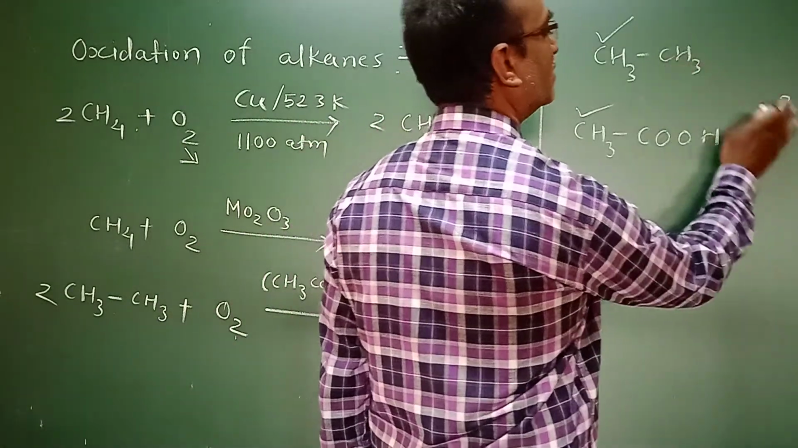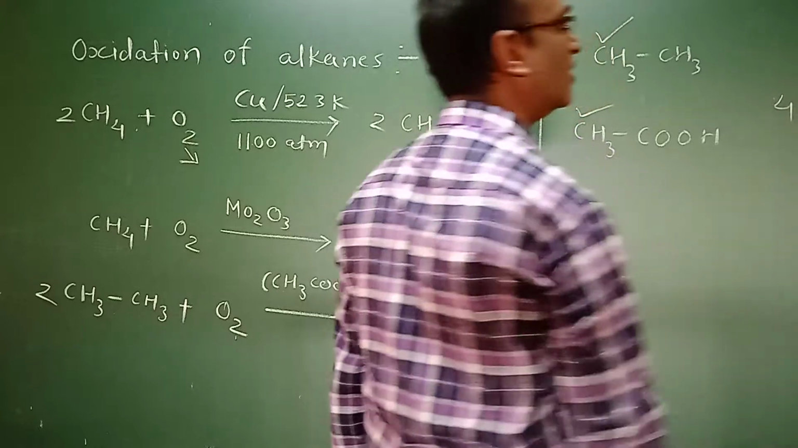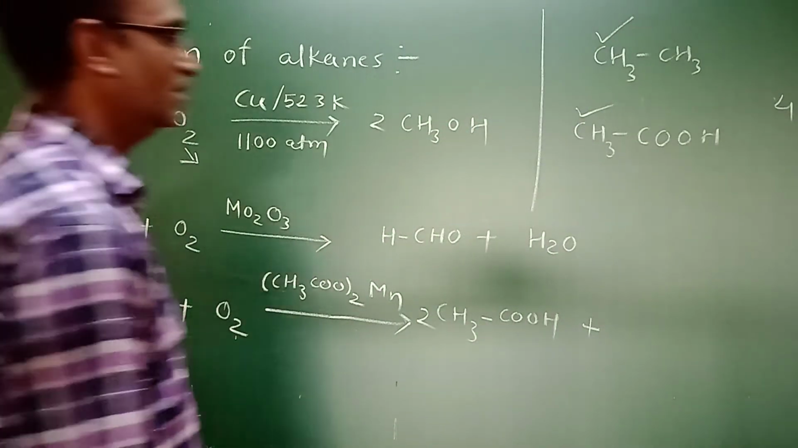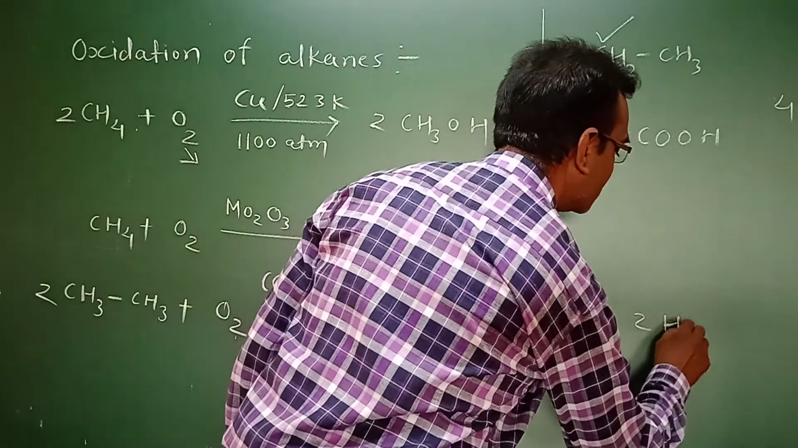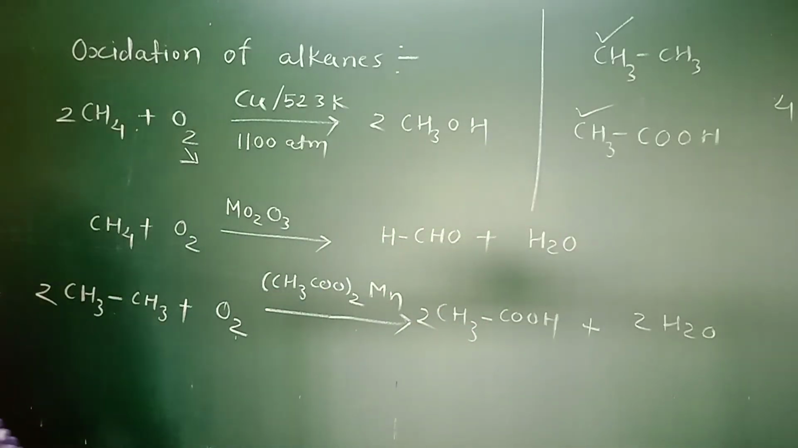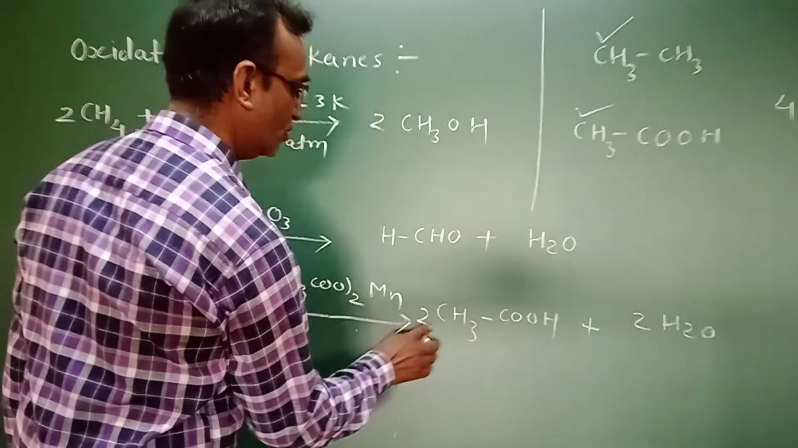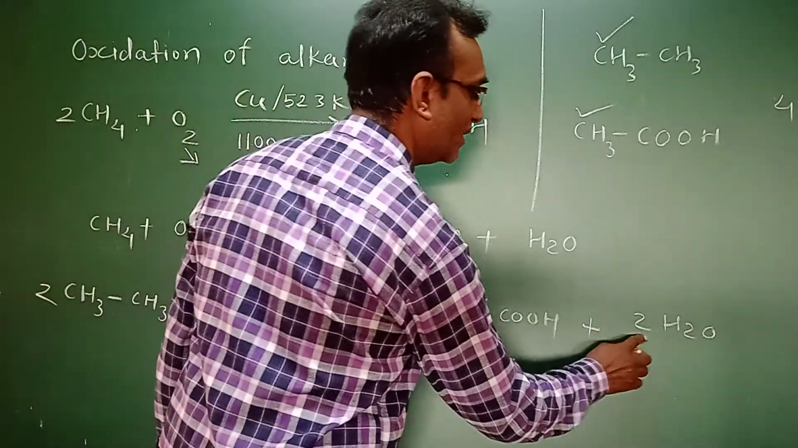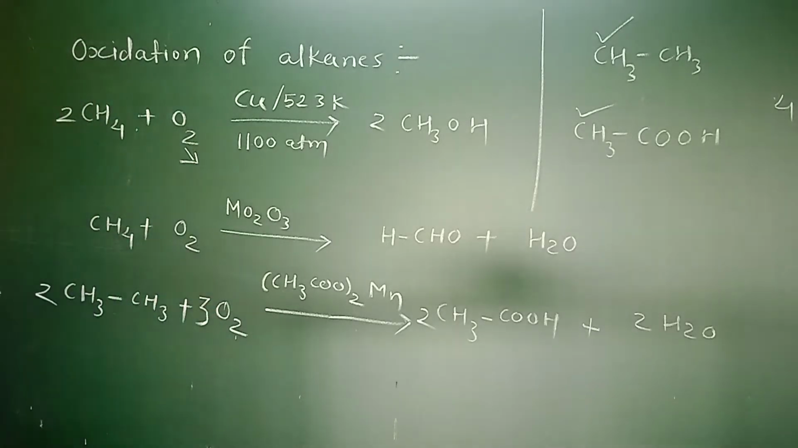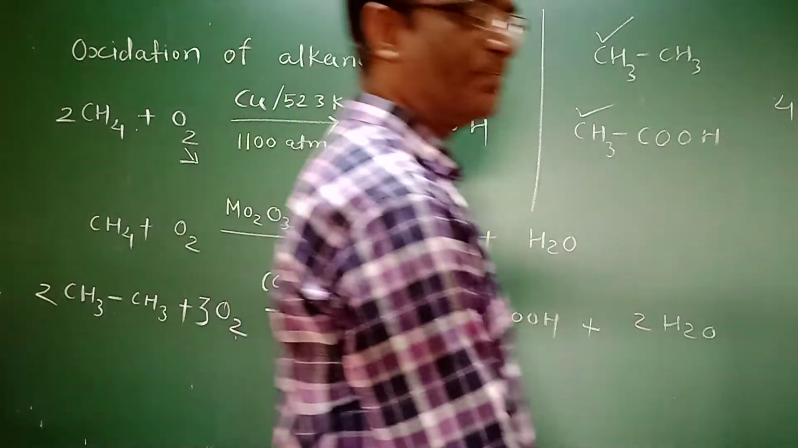2 hydrogens from one molecule, that means 4 hydrogens from two molecules of ethane. It will form 2 times H2O. Now balance the oxygen. Here 2 into 2, 4, 4 plus 2, that means 6. Therefore it should be multiplied by 3. This is the complete balanced reaction.